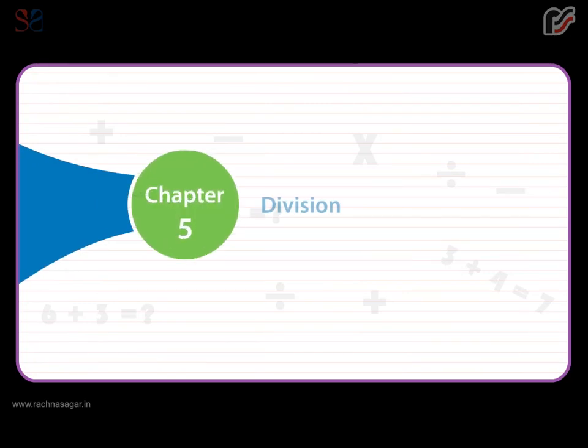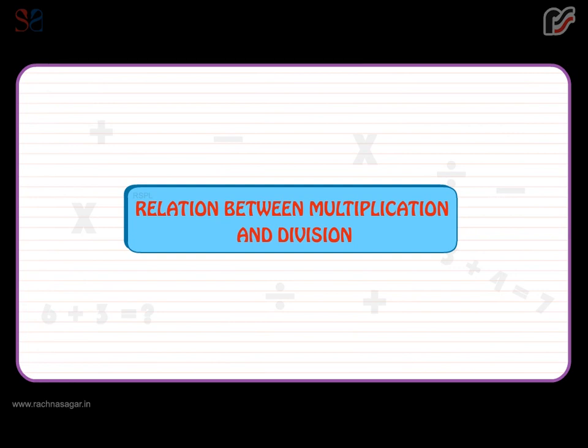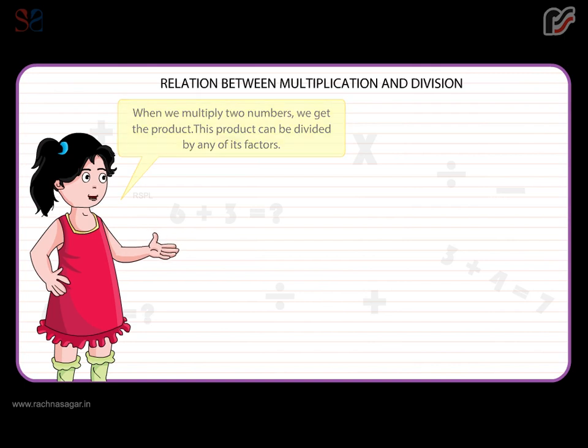Chapter 5 Division. Relation between multiplication and division. When we multiply two numbers, we get the product. This product can be divided by any of its factors.